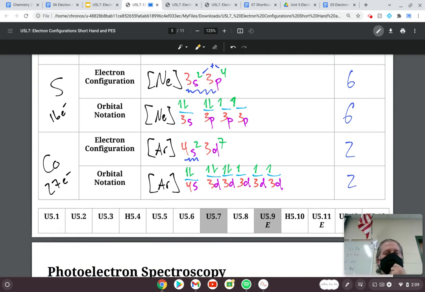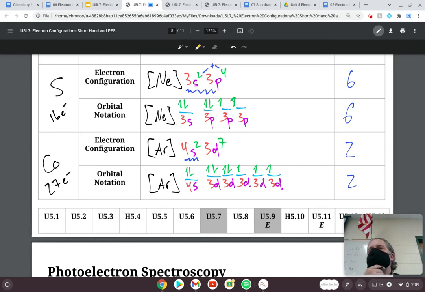So then I drew my orbital notation: 4s, arrow up, arrow down; 3d, arrow up, arrow up, arrow up, arrow up, arrow up; 3d down, arrow down, arrow down. So then I ended up with that drawing. And then for the number of valence electrons, the biggest energy level is 4, and there's 2 electrons in the 4th energy level. So that's how I got that.